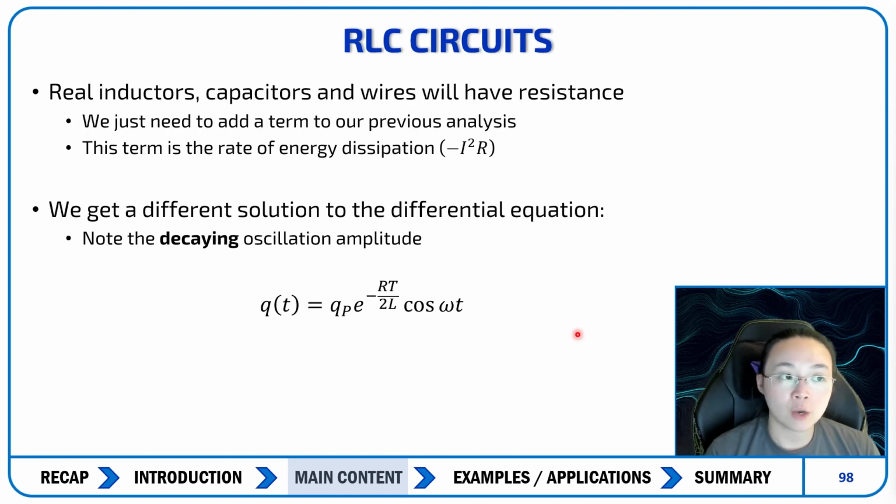But that's not what happens in real life. Real inductors, capacitors and wires are going to have resistance. So we have to take a look at RLC circuits instead of just LC circuits. From our previous analysis, we only had 2 terms. We now need 3 terms. And the last term is going to be the rate of energy dissipation, which is going to be proportional to the amount of power. So we have I squared R. So we get a different solution to the differential equation. No need to show the work, but we end up with a decaying oscillation amplitude where we have Rt over 2L.